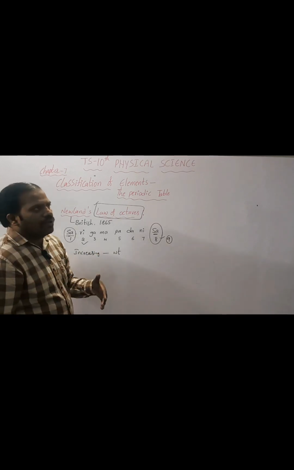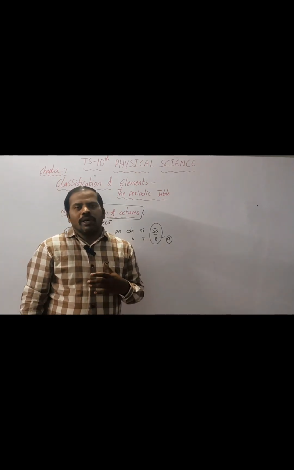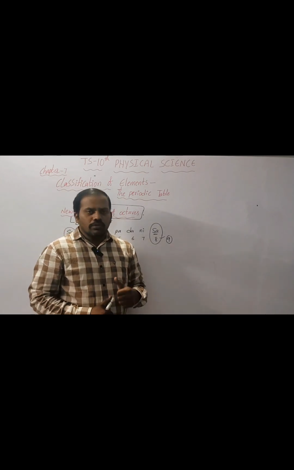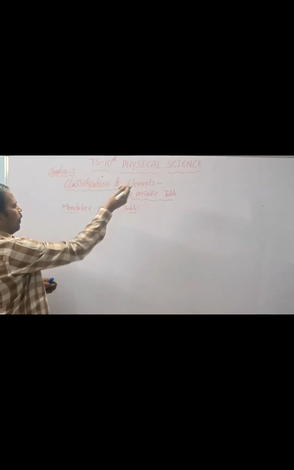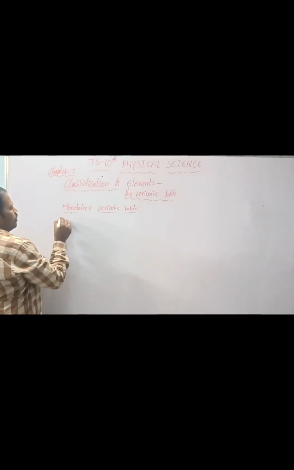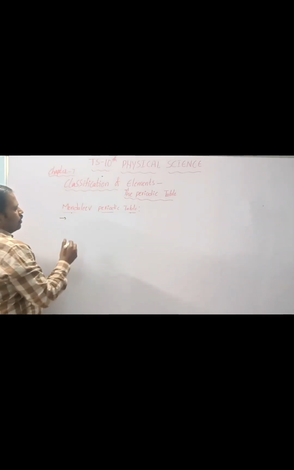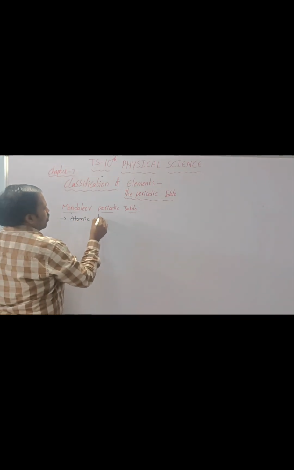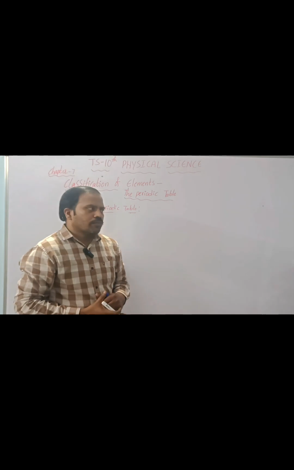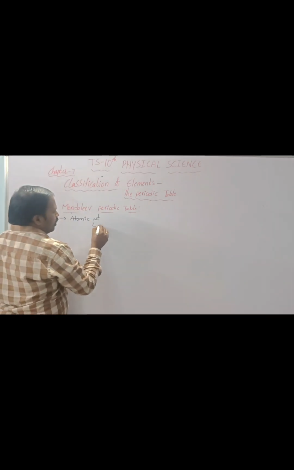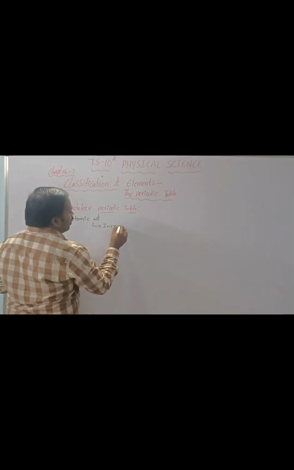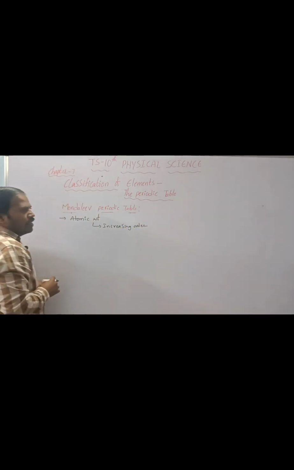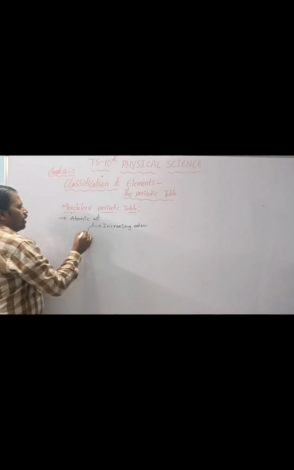After this, Mendeleev made a wonderful classification of elements, which we are going to discuss. Right, first the Mendeleev periodic table. What is the property he took? He took the property of atomic weight. Based on atomic weights, he arranged the elements in increasing order, and by this increasing order he systematically arranged them.